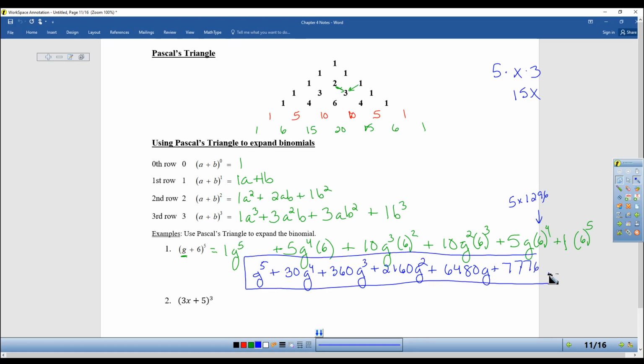Now, this was still a lot of work, but it was so much better than doing g plus 6 times g plus 6 times g plus 6. So when you go to take your quiz, you have a timed quiz, 1, 2, 3, 4, 5, that's it. You have to choose between multiplying two of these together, then multiplying it by the third one, then multiplying these two together, multiplying that by that, or learning how to do this. I highly recommend you learn how to do this.